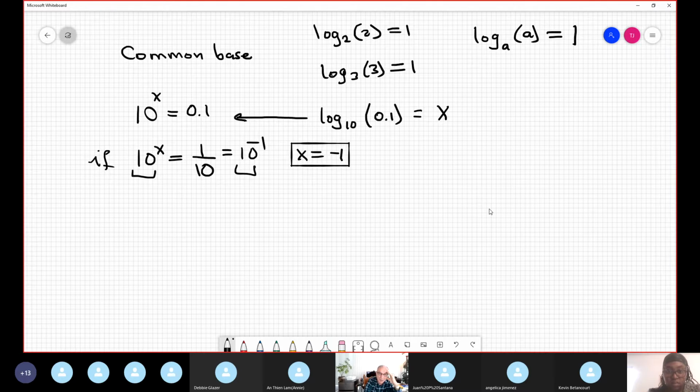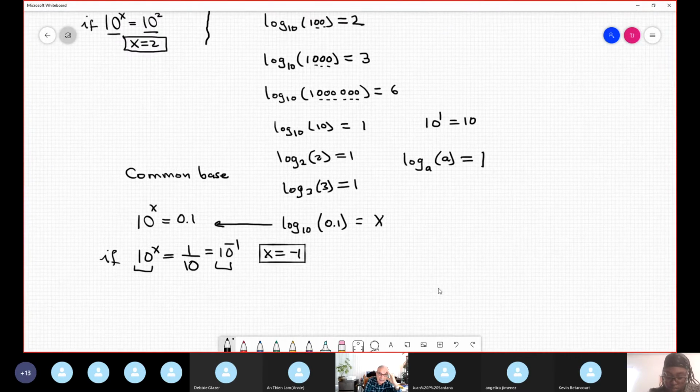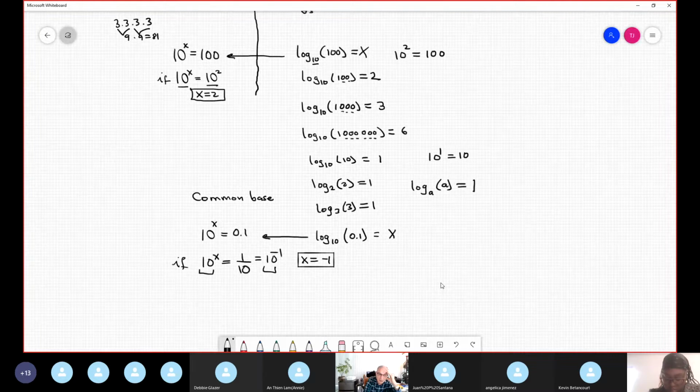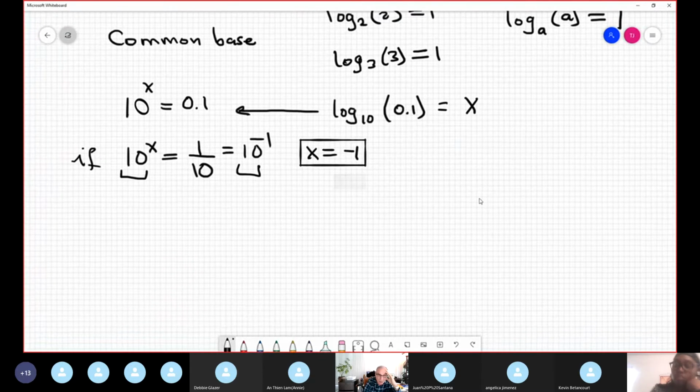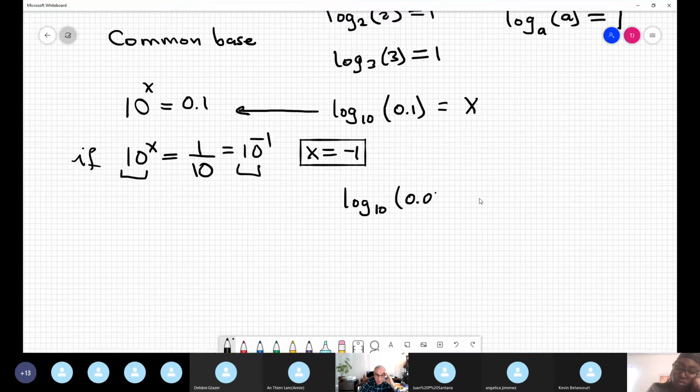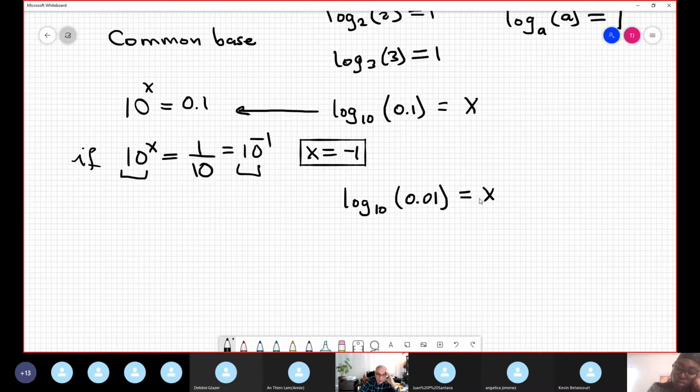So far, the logarithms we were doing before, like 100, 1,000, 1 million, gave positive numbers, right? However, when you put here a number less than 1, like 0.1, the logarithm is negative. Okay. So I asked myself, what about logarithm base 10 of 0.01? I continue with the 10 because it's relatively easy to see. What do you think? Using the same argument, the same logic.